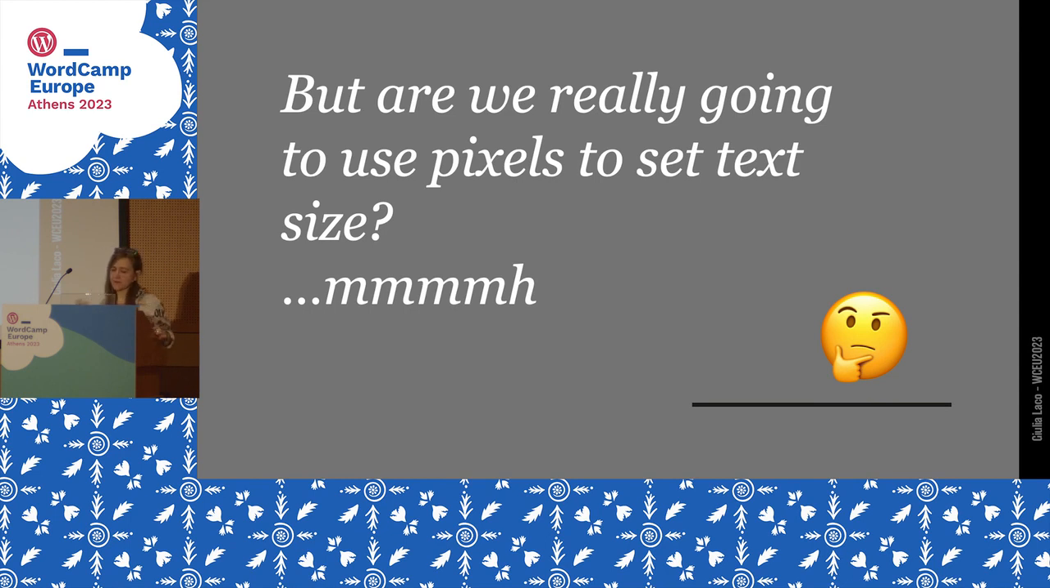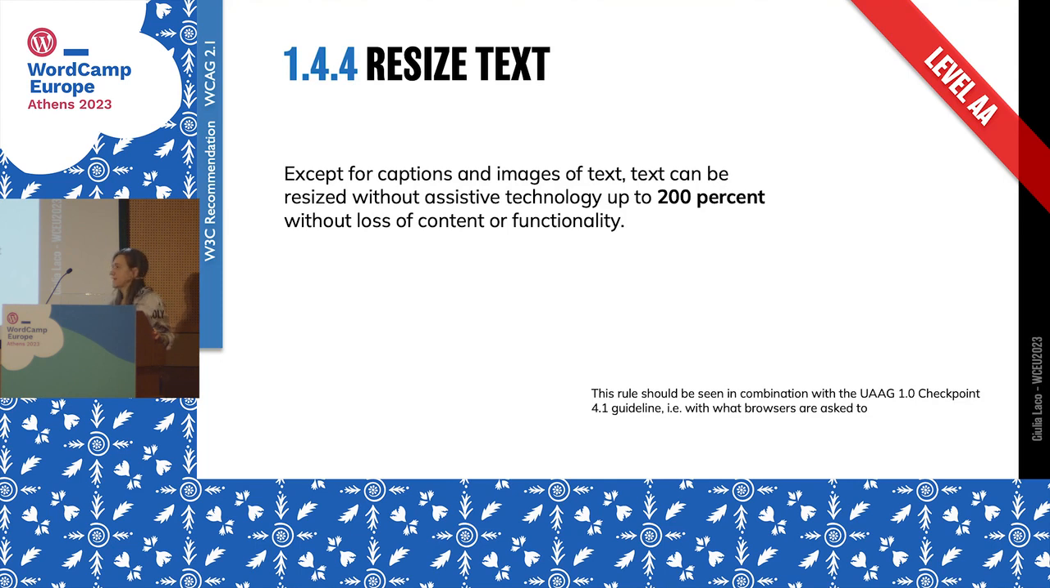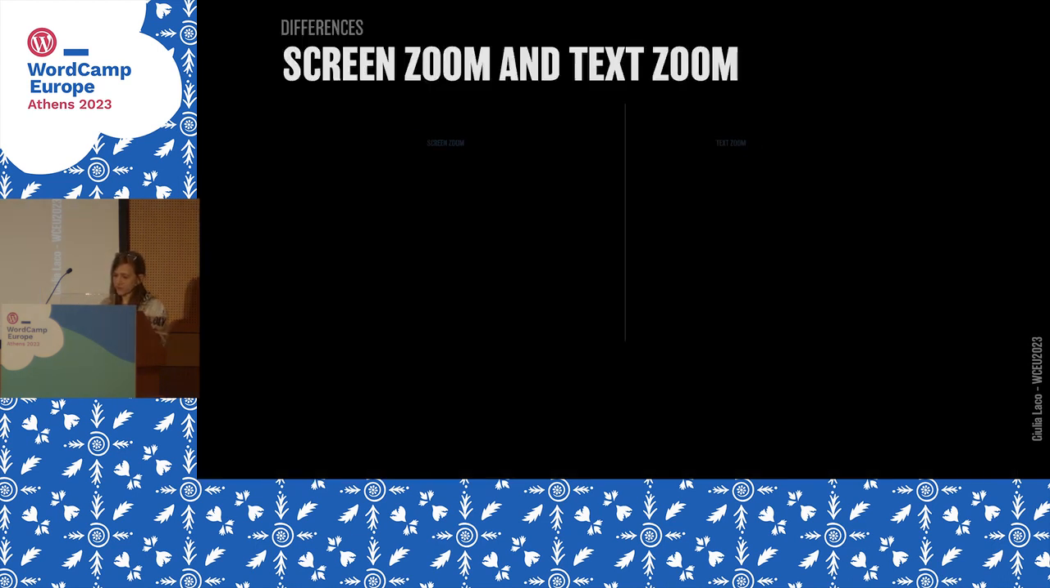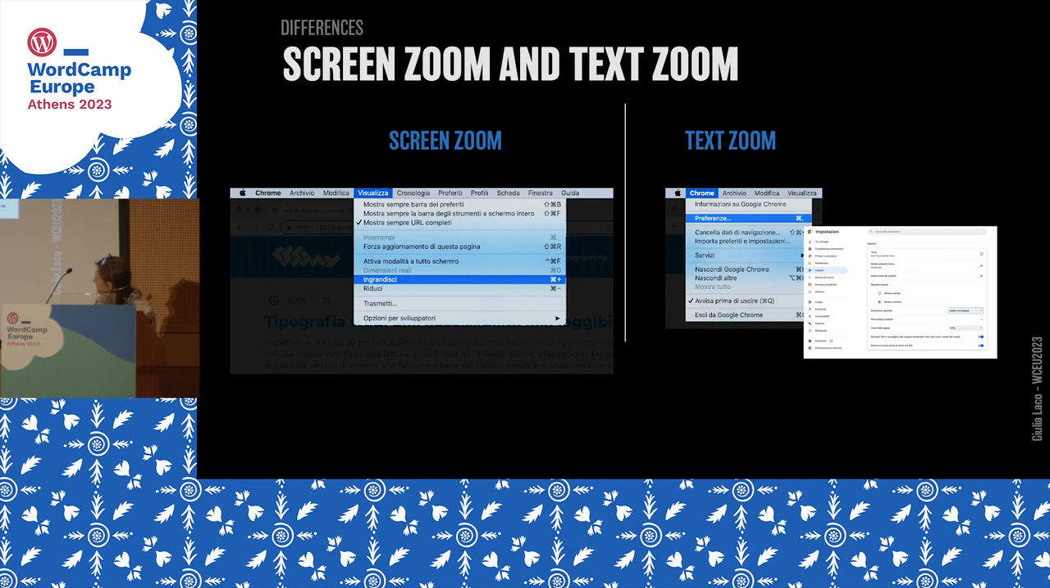So why did I say that we are not going to use pixels? Because there's another web content accessibility guideline that says that we need to let people resize text, and it must be resizable up to 200%. How can we do that? Command plus or control plus several times, and we zoom the whole page. But that's not enough. We have two different ways to zoom the text.